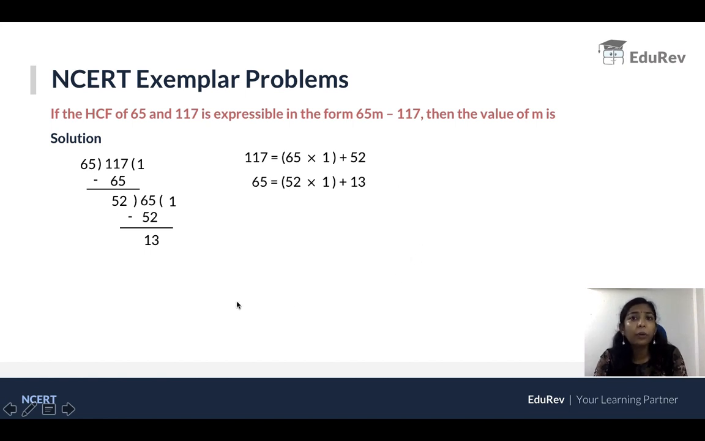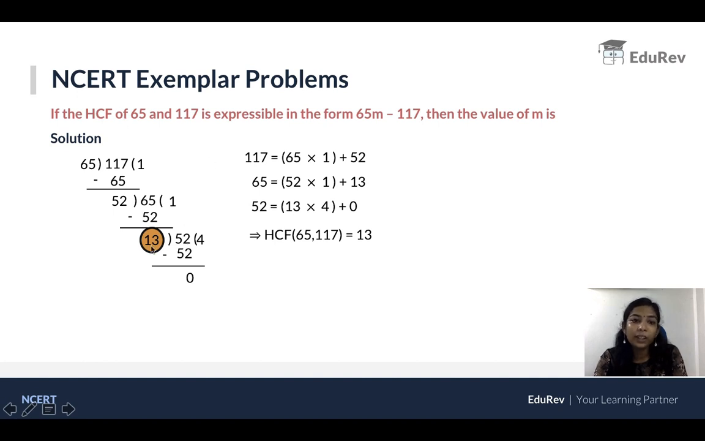Now, again I have to continue the process. What should I take now? The 13 will be your divisor and the 52 will be your dividend. So 13 fours are 52. The remainder is 0. So here you can stop the division and the 13 is going to be your HCF. And how can I represent that? Simply 52 is equal to 13 into 4 plus 0 and 13 is your HCF. So you can simply write HCF of 52 and 13 is equal to HCF of 65 and 52 is equal to HCF of 117 and 65 is equal to 13.